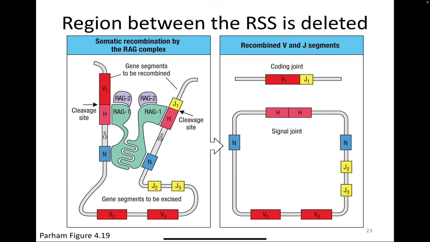When we do this, it is the area between the RSSs that gets deleted. So in my heavy chain example, we joined DH2 and we joined JH2. That means the DNA that got deleted was all of this DNA in between, including the RSSs. So it's right there from the RSS. The RSS starts to get deleted, and all DNA in between, up to that other RSS. Same thing in this situation. It was the RSS all the way to this RSS. That whole piece of DNA got deleted. So the region between the RSSs is deleted.